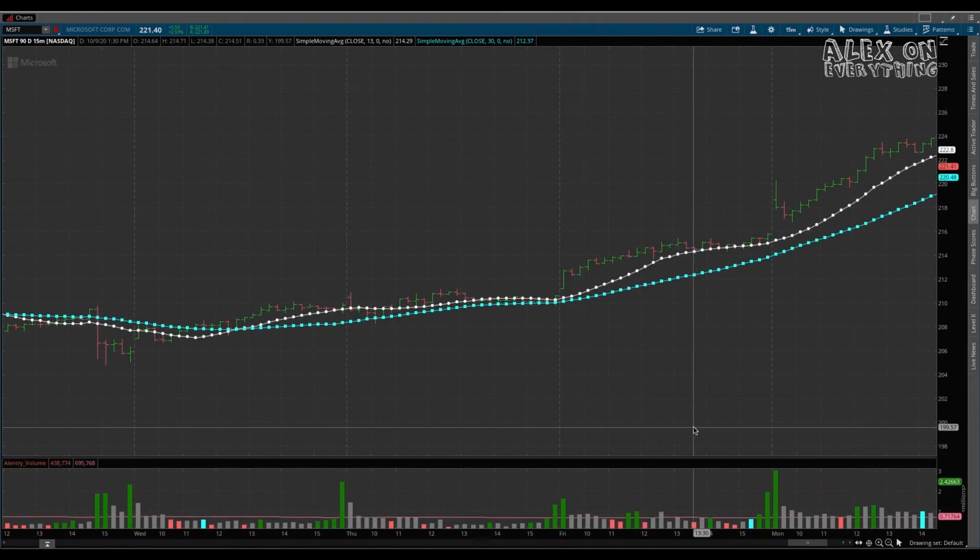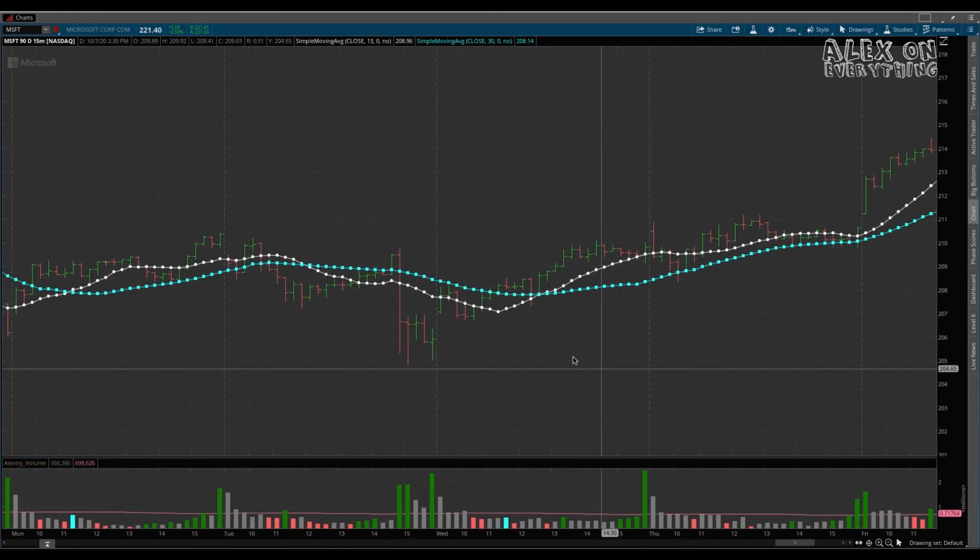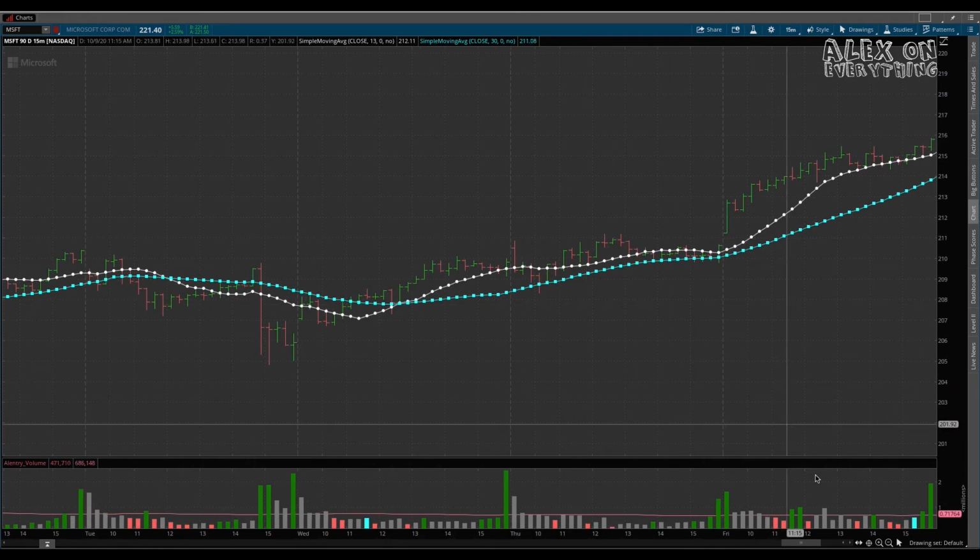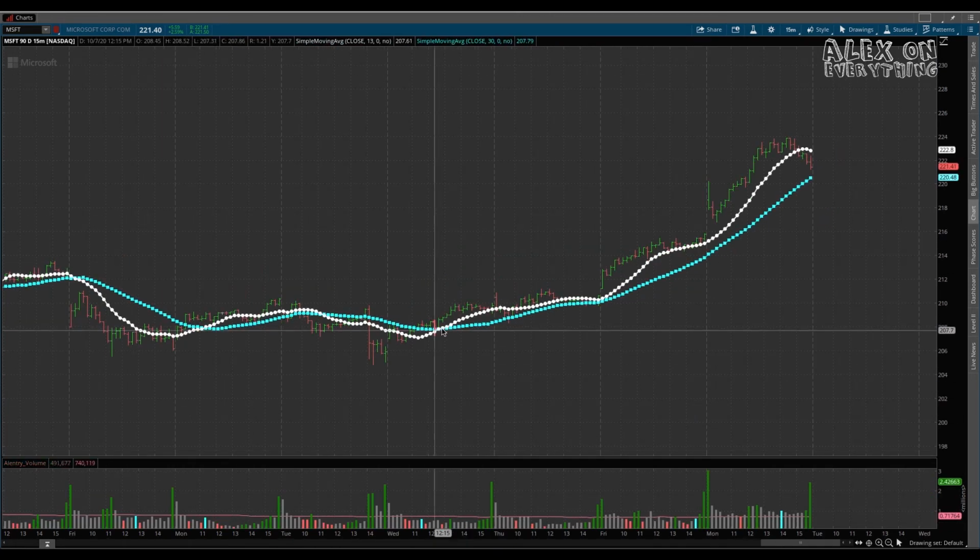Now, I was actually in this Microsoft trade last week, and I got in it here after I saw this crossover in the 15-minute chart. So that's what I look for first. On a 15-minute chart, I look for a crossover from the 13 crossing above the 30, and that's what happened here. And as you can see afterwards, the price started to take off. So there's your crossover and the price started to take off.